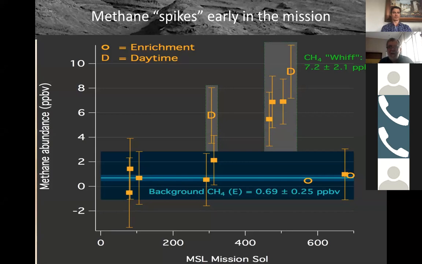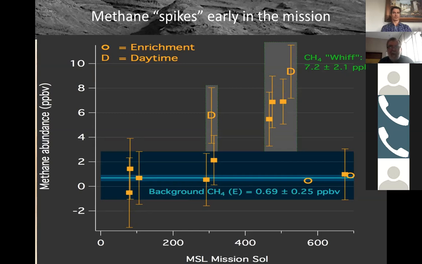And then it decreased a little bit, and then it came back a few hundred sols later. And then it persisted for a while, up to 7, 8, almost 9 parts per billion, and then it went away again.